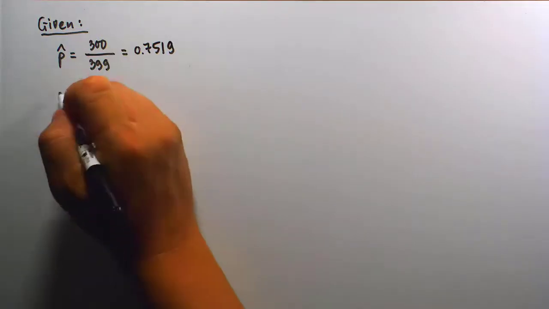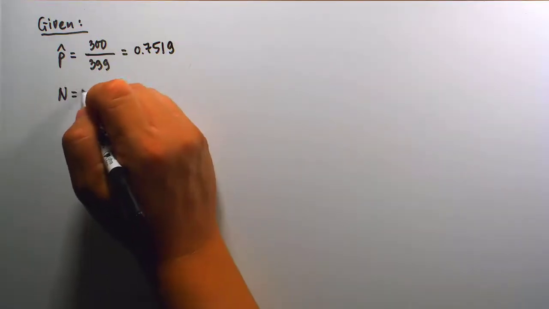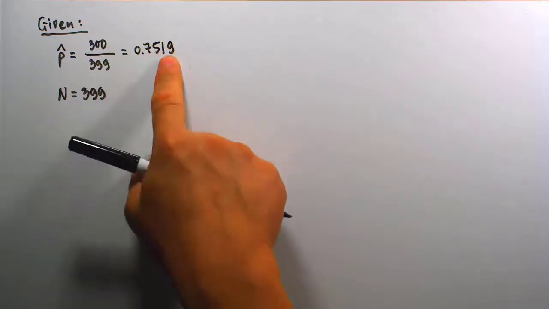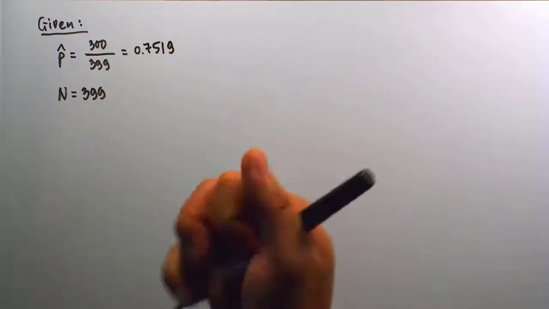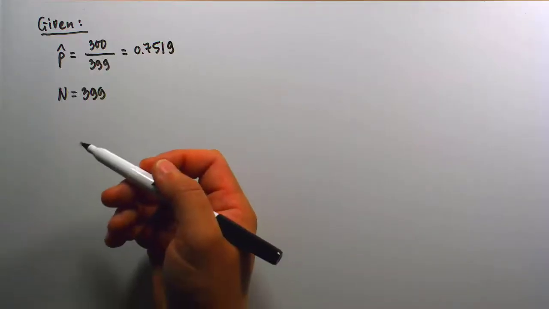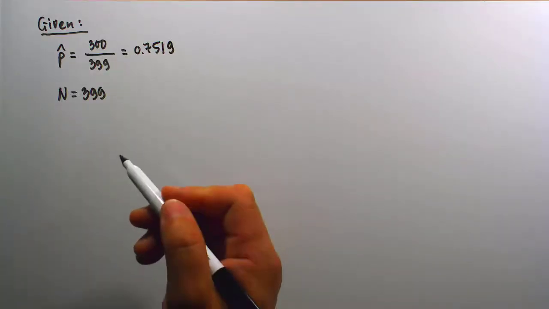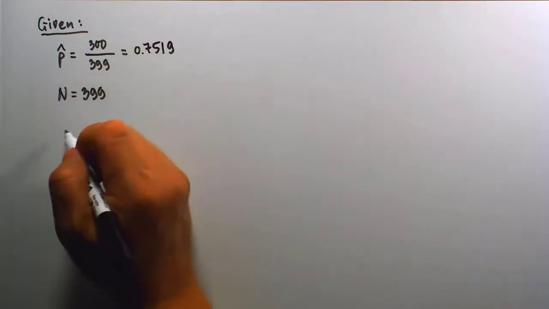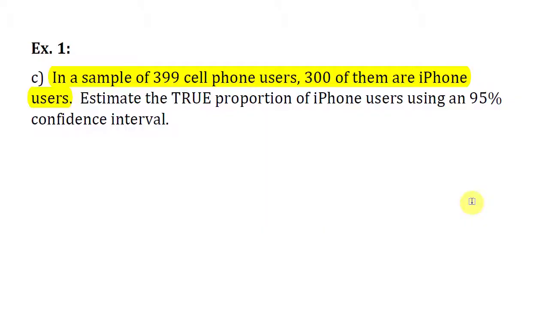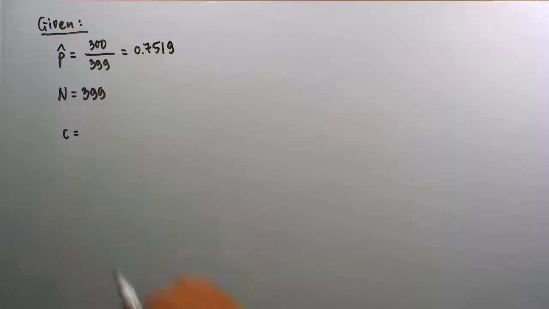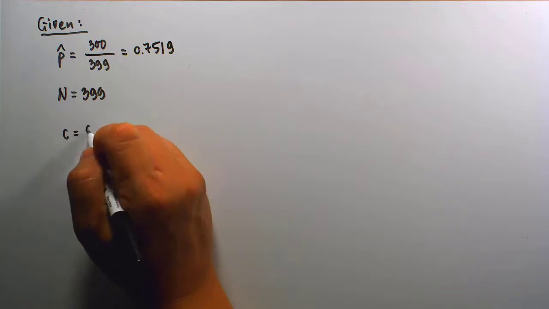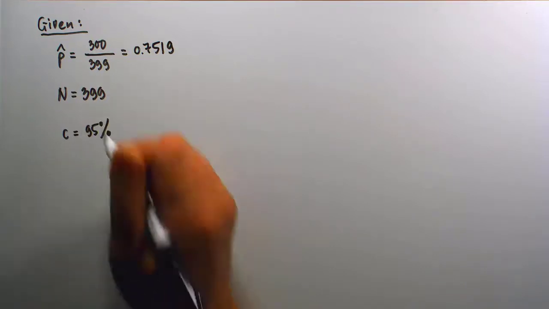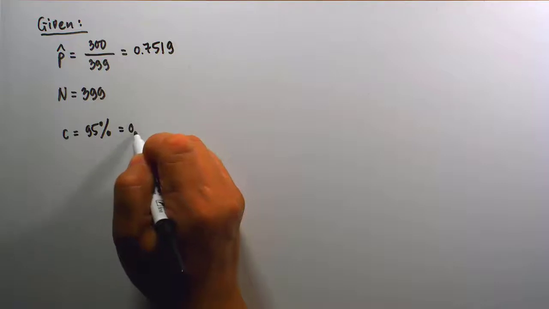So now we realize that this is a different sample proportion value. We have a larger sample size, 399, and the value does change slightly. So every sample is different from any other sample. Sometimes we might be lucky and run into 2 samples with the same sample value. This final piece of information tells us the confidence level is 95%, c equals 95%, or 0.95.